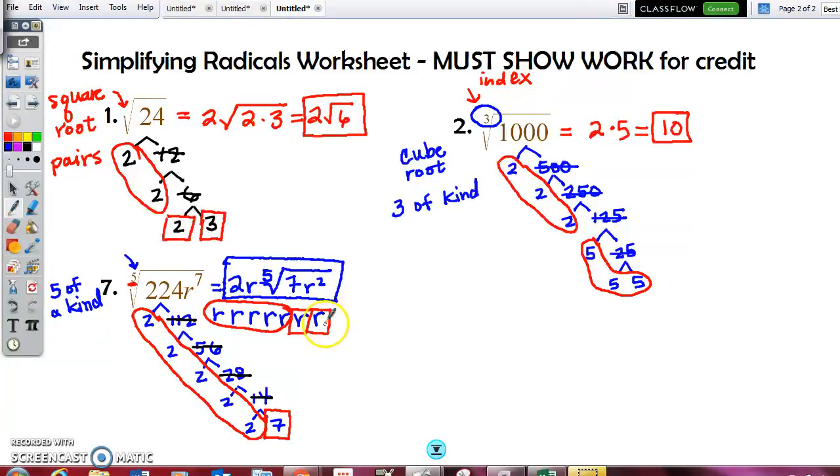So, there you go. There's how you simplify radicals with Miss Flannery's handy dandy house of dates idea. And that just helps you keep track of it.